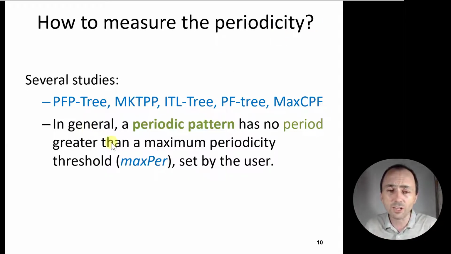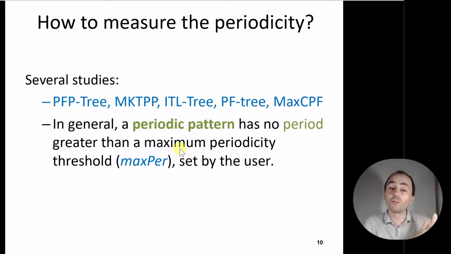There have been several papers on periodic item set mining, not for high utility. Most of these algorithms use this definition: a pattern is periodic if it has no period that is greater than a parameter we call the maximum periodicity, selected by the user. So what does it say? I will try to explain more clearly.